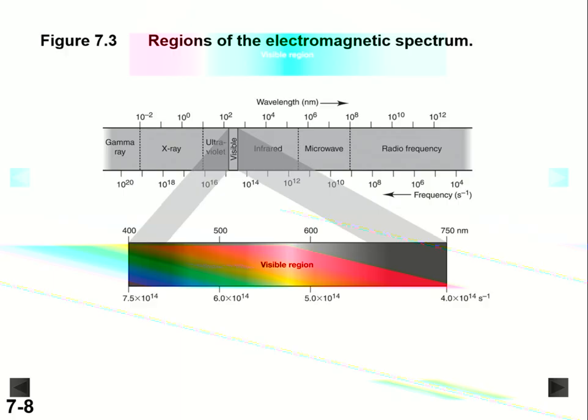And you can see as we blow up the visible region, the shortest wavelength is the violet end, and the longest wavelength is the red end. So if you go from red, orange, yellow, green, blue, indigo, violet, you're going from long wavelength to short wavelength. Next up would be infrared in terms of getting longer wavelengths, then microwaves, then radio waves.